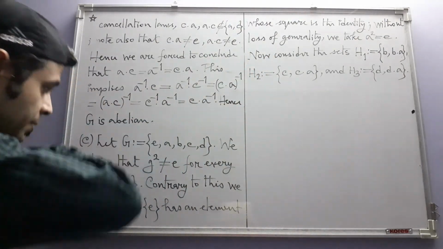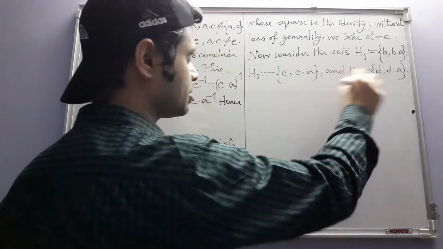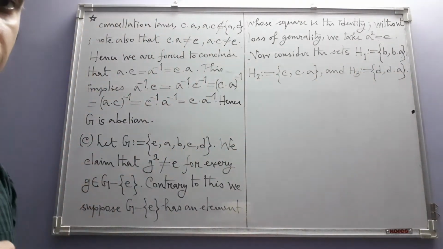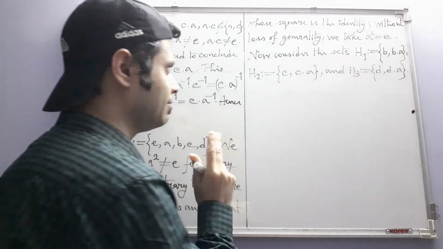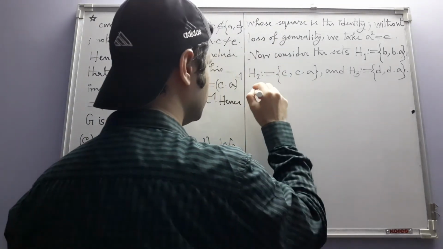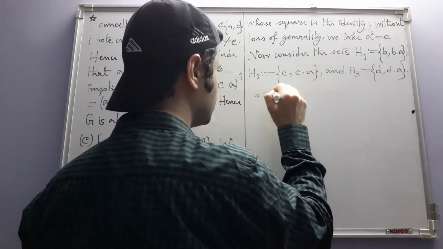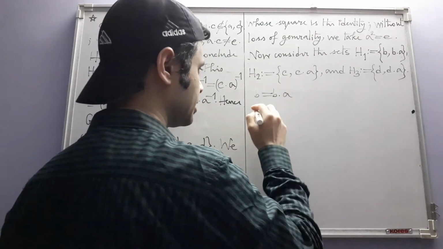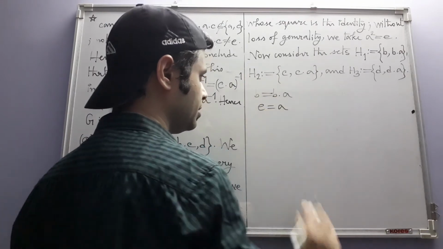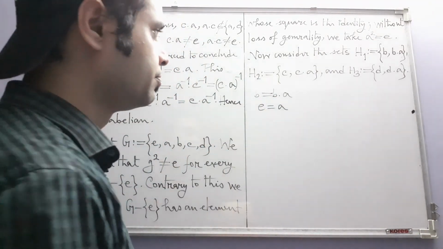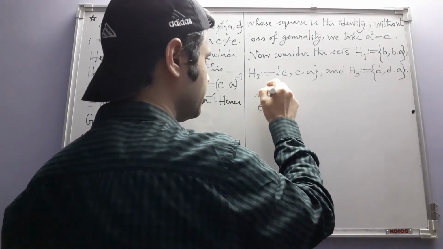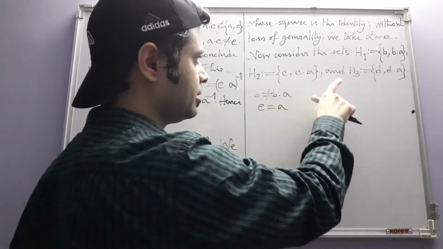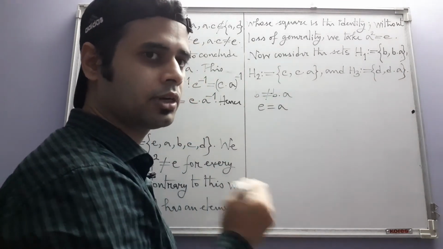Okay. So now you look at these sets. These sets, each one of them has 2 elements. How, you see, everything has to have a reason. If I assume B to be equal to B dot A, then by the left cancellation law, I will have E equal to A, which is not true. So that means B and B dot A are different. So H1 has 2 elements. Similarly, H2 and H3, each one of them also has 2 elements.